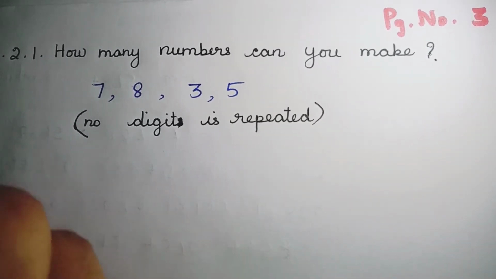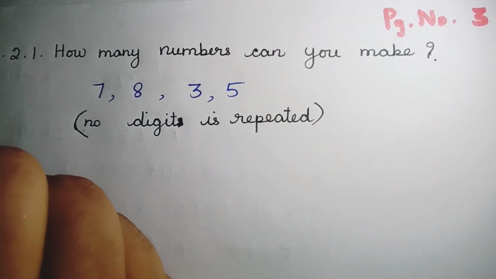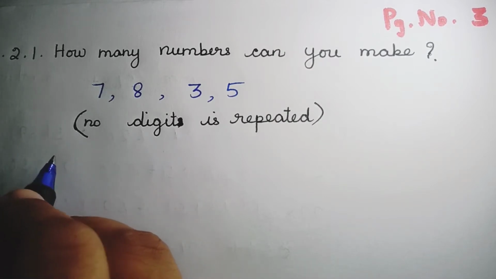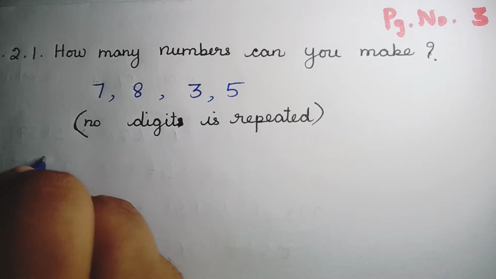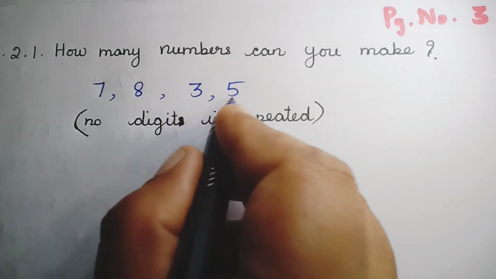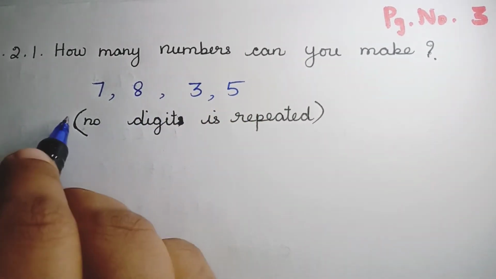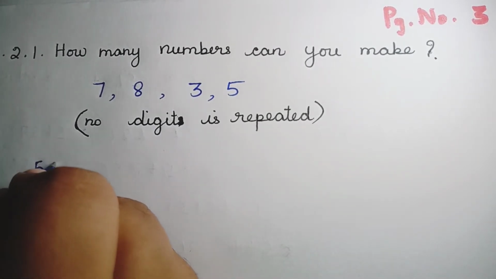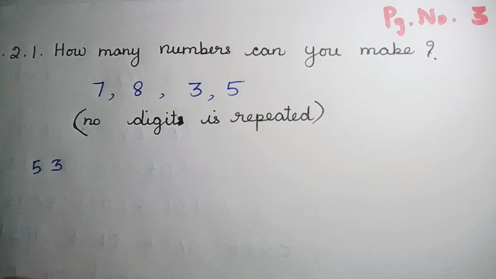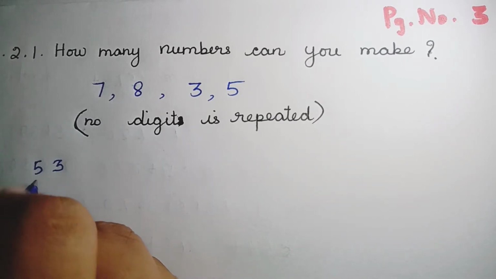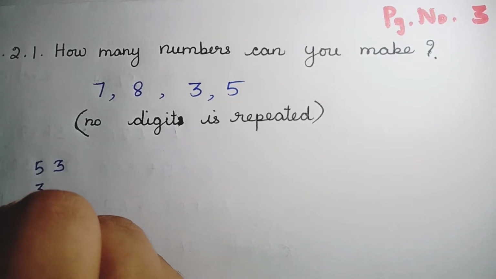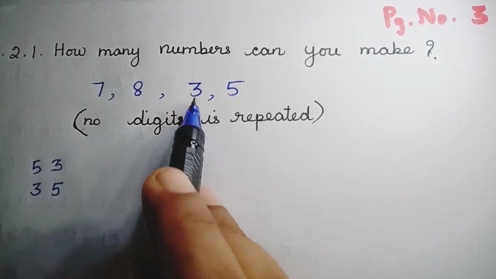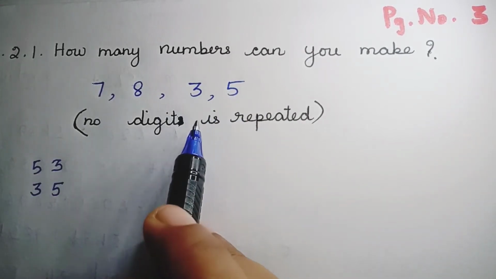What are the possibilities when you have two digits? We will start from 2. So look at this, 3 and 5 we will take. So 3, 5 and 5, 3. These are the two options where you can write these two numbers. These are the two possibilities.